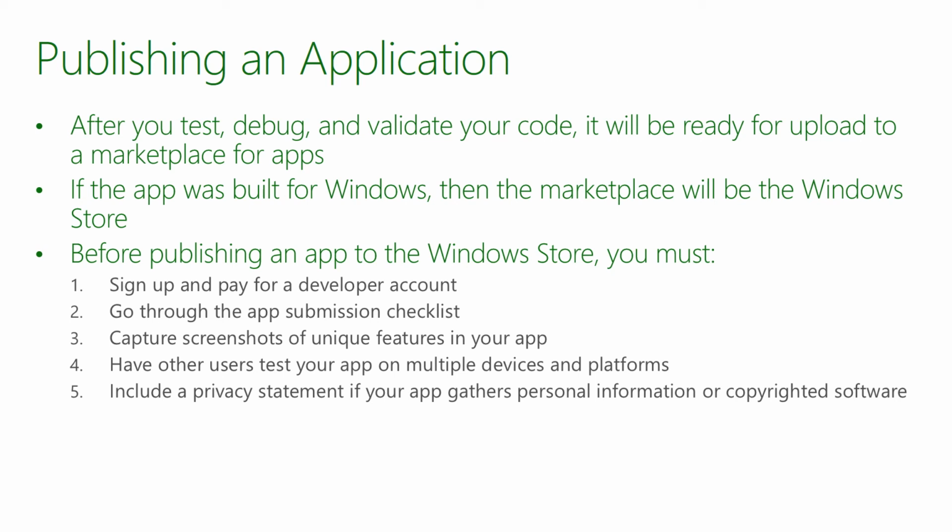You can capture screenshots of unique features in your app. These will later be used to help advertise and promote your product on the Windows Store. Fourth, make sure other users test your app on multiple devices and platforms. It's always beneficial to get other people who have not been involved in the build process to test your apps. Lastly, include a privacy statement if your app gathers personal information or copyrighted software.